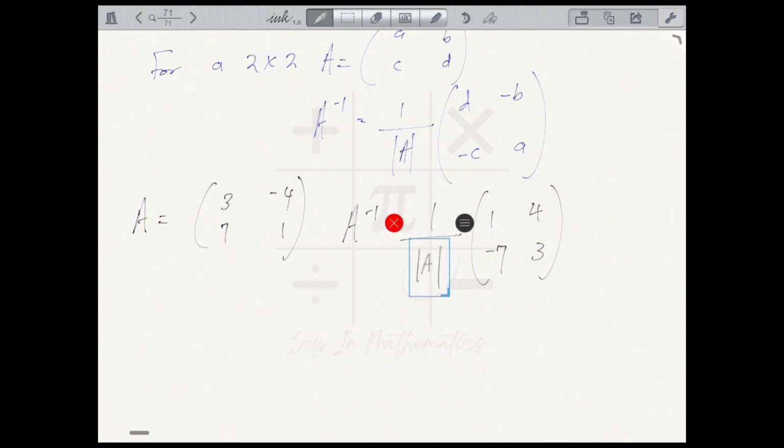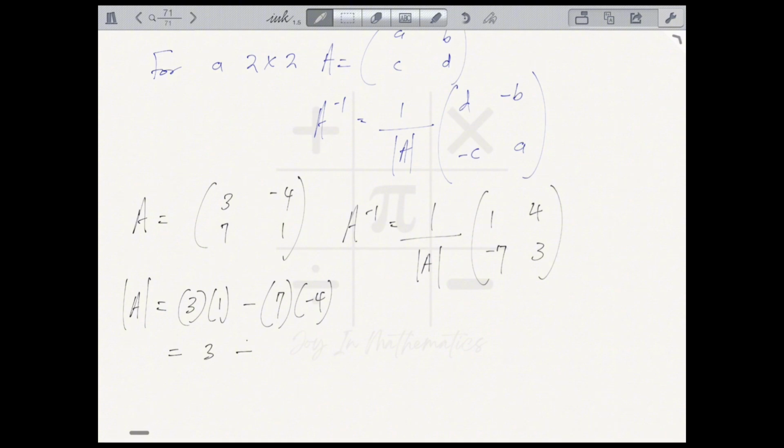Now what is the determinant? Let's evaluate the determinant of A. The determinant here is 3 times 1 minus 7 multiplied by minus 4. So this would give us 3 plus 28, which is equal to 31.